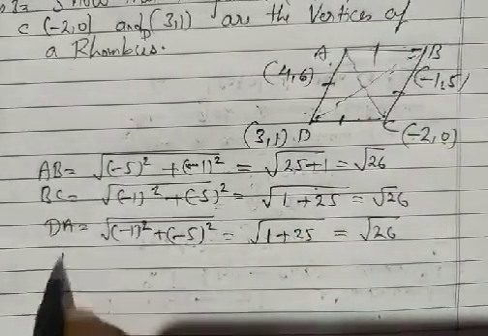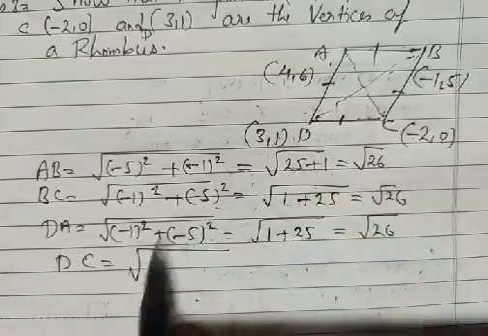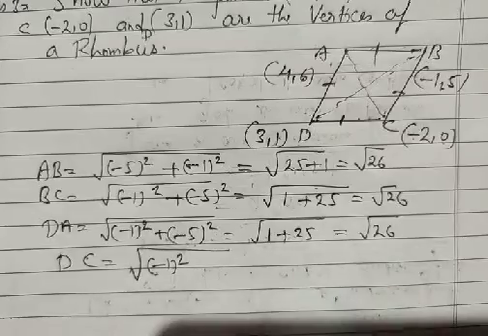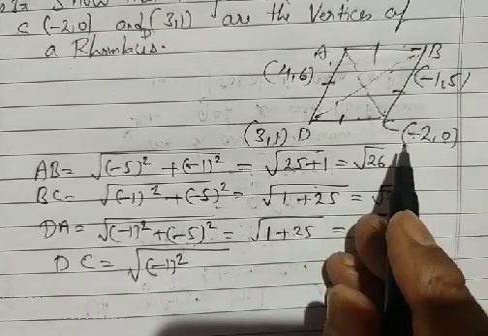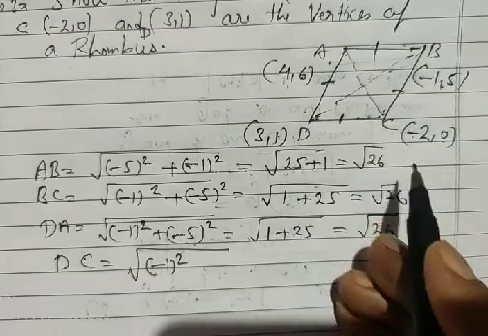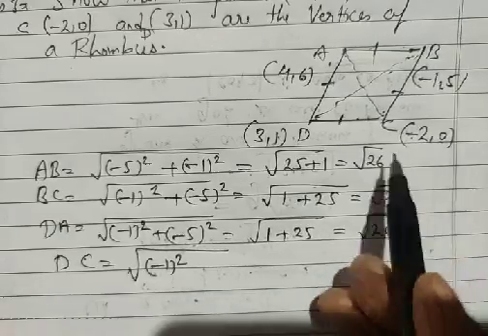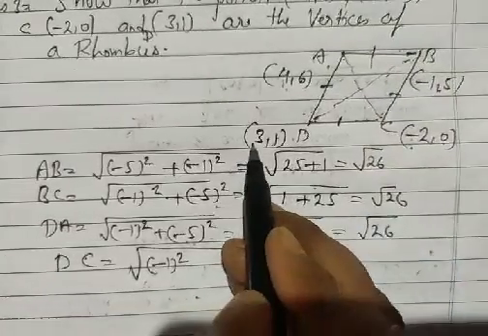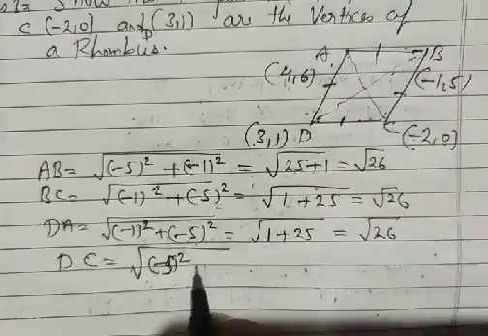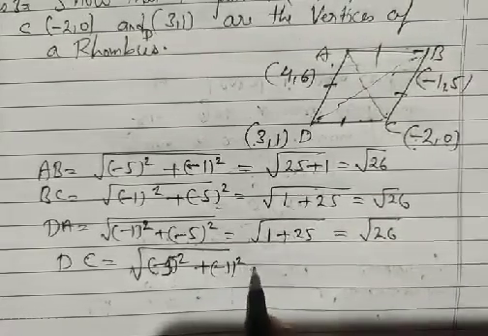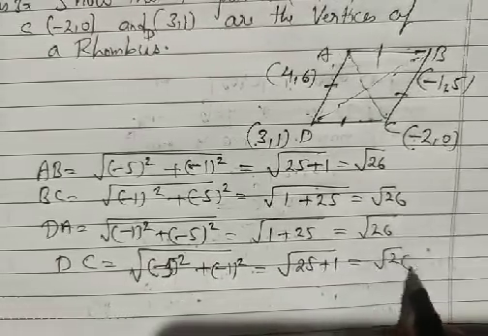Now we are going to find DC. -2 minus 3 we get -5 whole square. Sorry, I took the wrong point. C is -2, 0 and D is 3, 1. So -2 minus 3 we get -5 whole square, then 0 minus 1, -1 whole square. Here we get 25 plus 1, root 26.